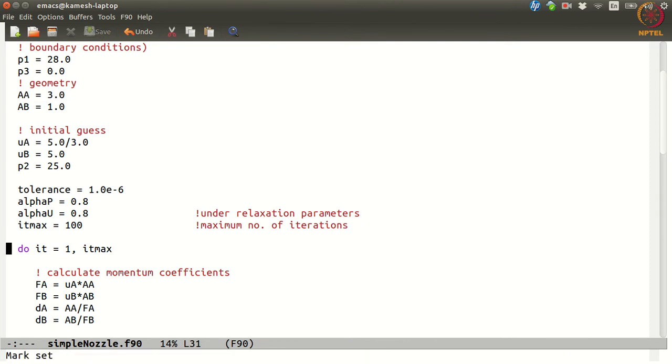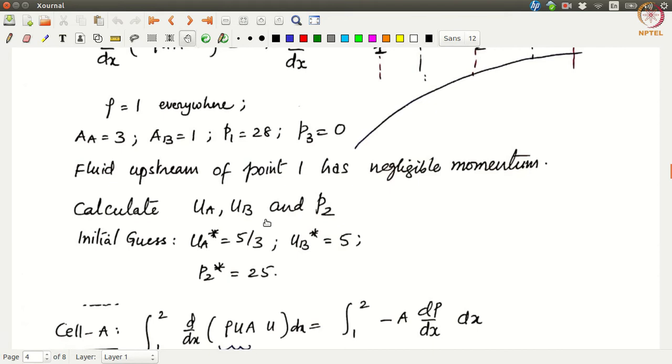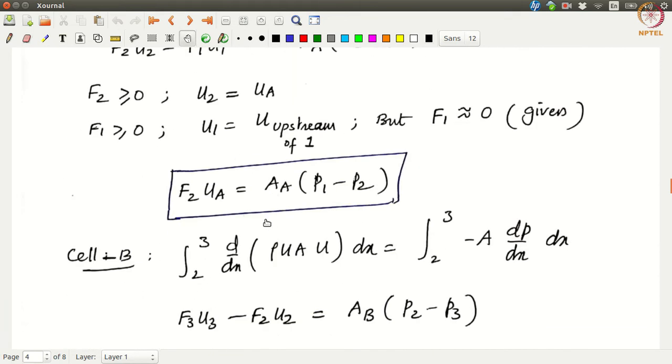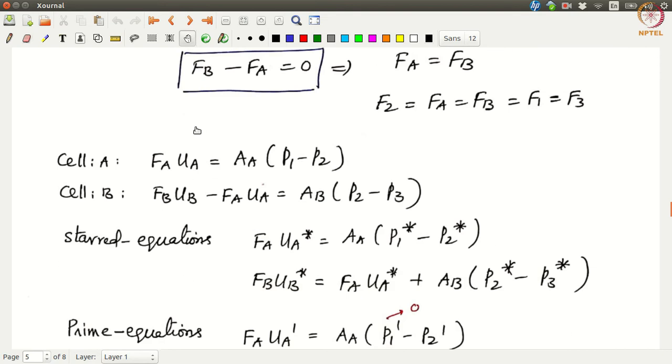So this is the loop. So do iteration equals 1 to it max. So we calculate the momentum coefficients. Okay, so the momentum coefficients are basically, if you go back to the problem, what are the coefficients for momentum? Basically your F2, that is nothing but your FA, right? So for the cell A we have FA and FB, right? So we look at what is FA.